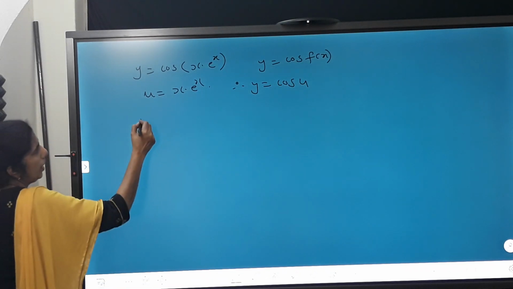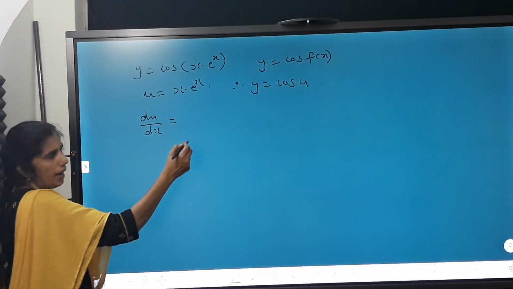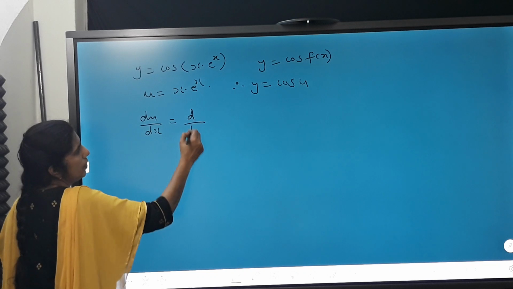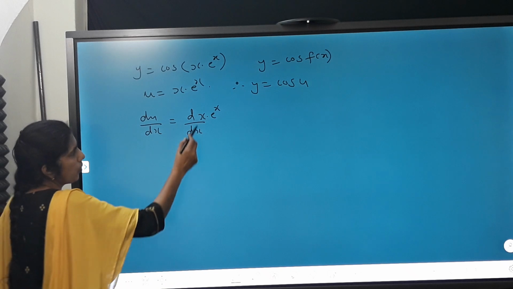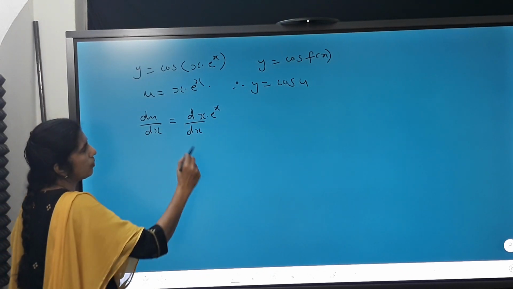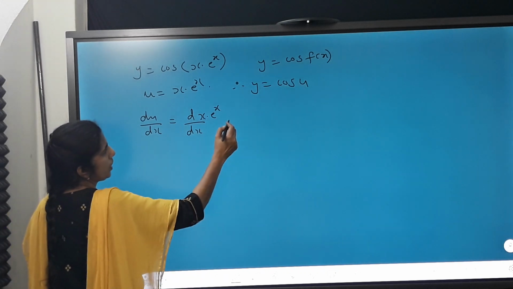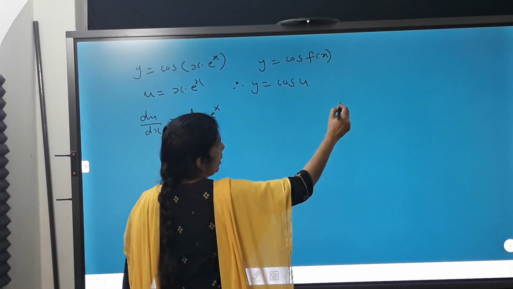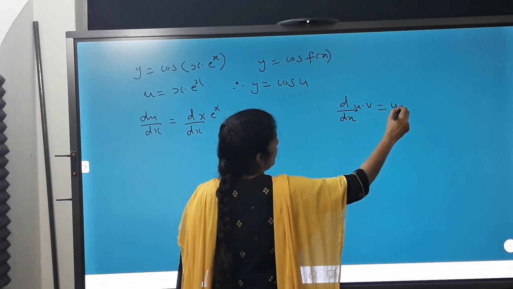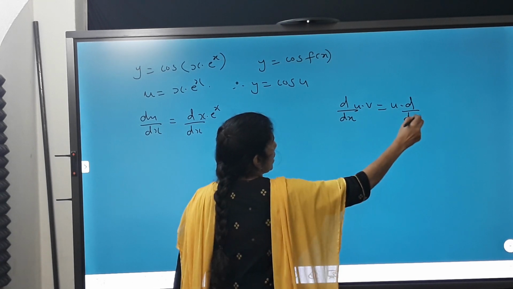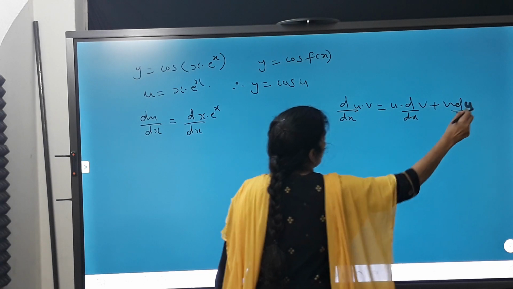Now, we differentiate u with respect to x. That is, we find du by dx. That is equal to d by dx of x into e raised to x. Now, to differentiate this, it is a product of two functions, x into e raised to x. So we have to use the product rule here. What is the product rule? We have d by dx of u into v equal to u into d by dx of v plus v into d by dx of u.